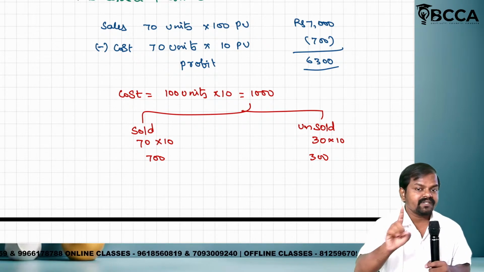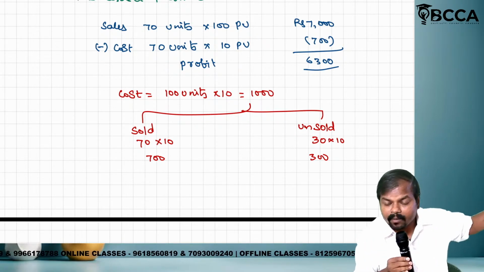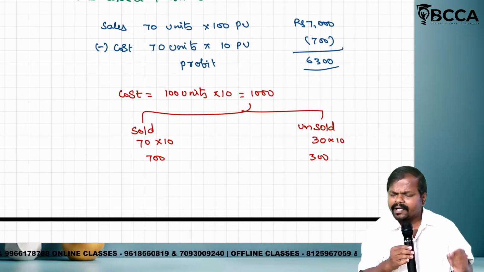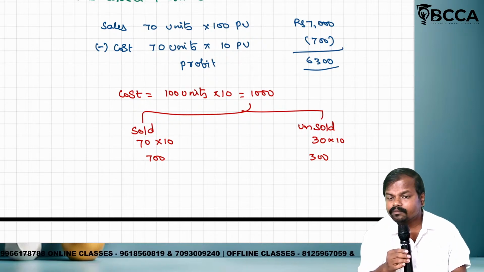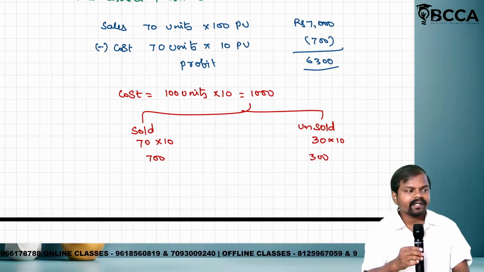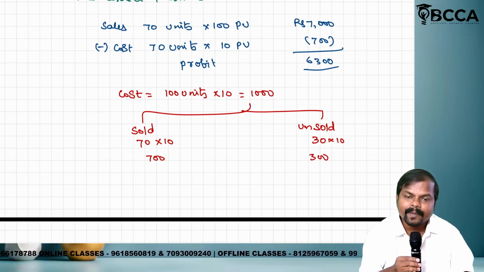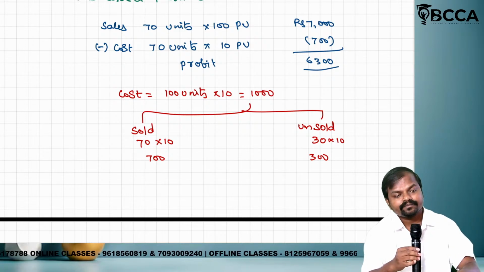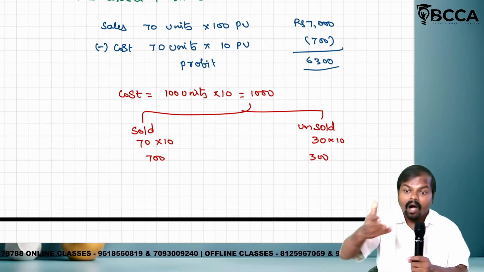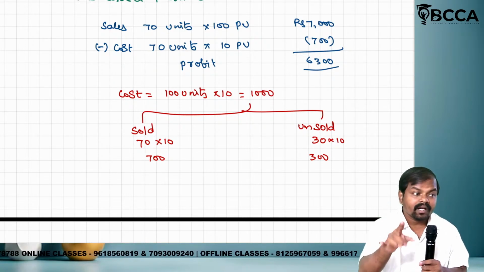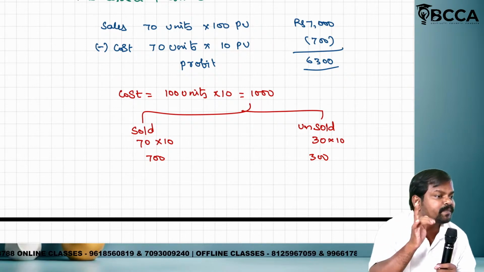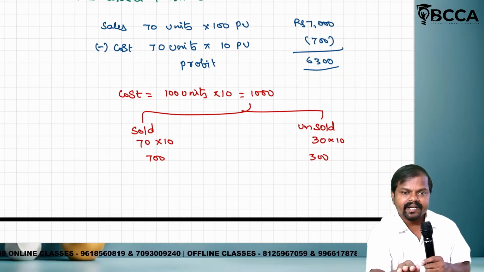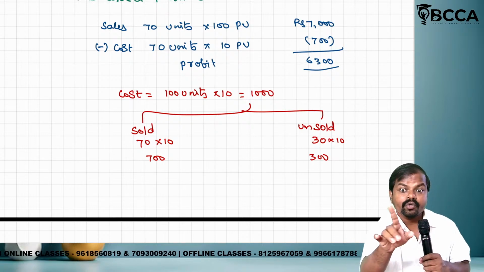Alternative definition. Listen carefully. If you observe the chart properly, 100 units into 10, how much? 1,000. Correct? Out of 1,000, what is the expired cost? 700. What is the unexpired cost? 300. Alternative definition for expired cost: expired cost means cost which is representative of the cost of units sold.